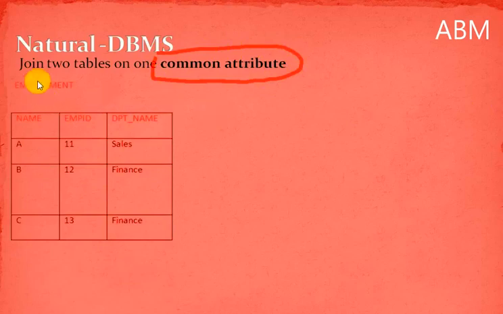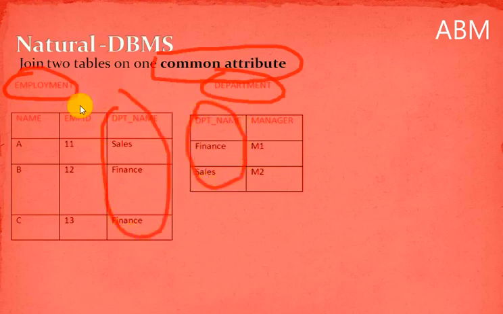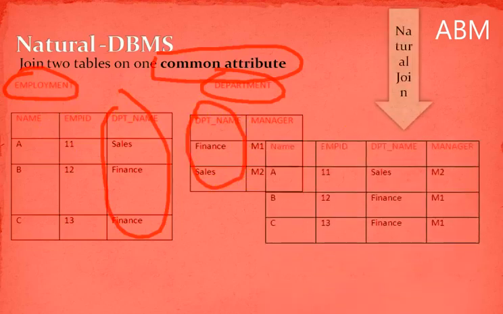For example, here is the employee table, which is one table, and the second table is the department, and the common attribute is the department name and also the department name. So this is the common attribute between table A and table B. So the natural join of this will be that all the data related to the first one, all the department names are shown here in front of the first table.